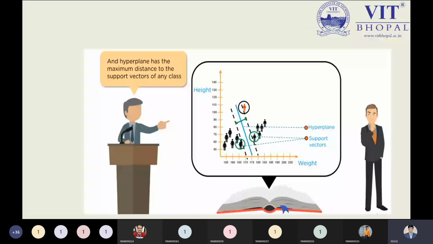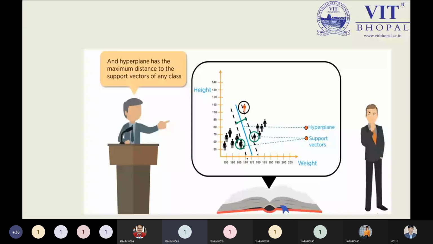Now the hyperplane has the maximum distance to the support vectors of any class. That is the task we have done. So far, do you have any doubt? Tell me, what is meant by the hyperplane, what is meant by the support vector, what is the distance margin, and what is the maximum space? Are these technical terms clear to all?